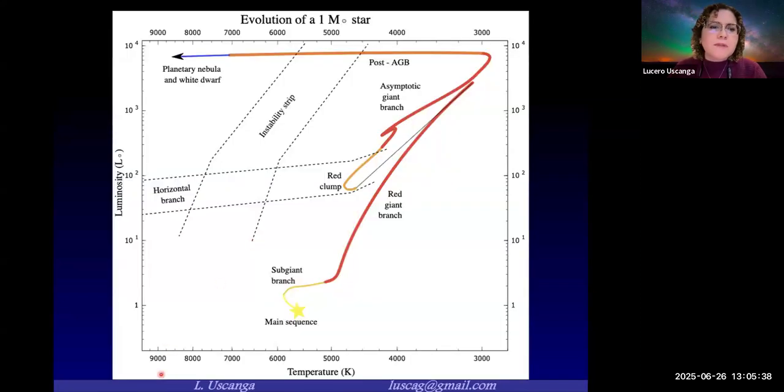First, I would like to present this HR diagram where you may see the evolutionary track of stars of one solar mass. This is just to highlight the last evolutionary stages that I am going to be talking about: the asymptotic giant branch or AGB phase, the post-AGB, and the planetary nebula phase.